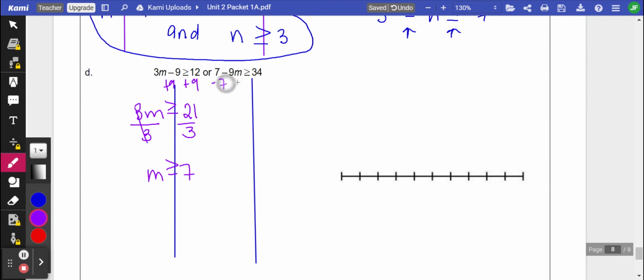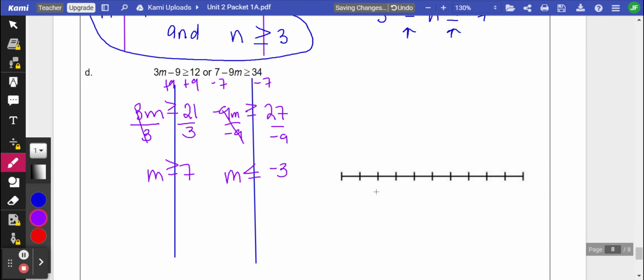For the next one, we're going to subtract 7 from both sides. So we get negative 9m is greater than or equal to 27. And then we're going to divide by negative 9 on both sides. And since that is a negative there, we do need to flip our sign over.